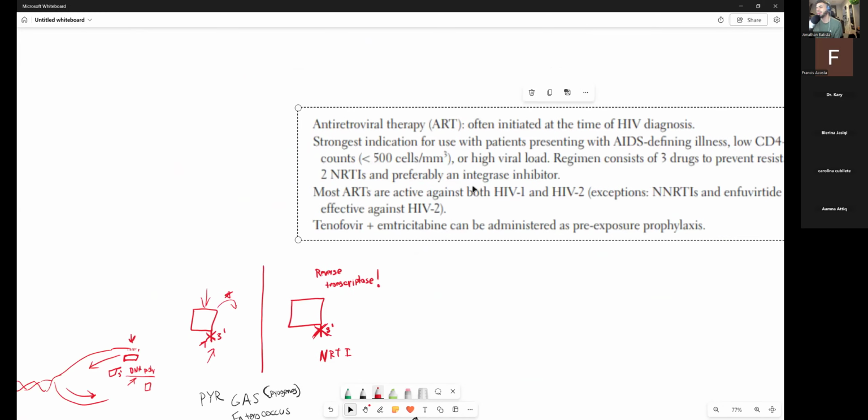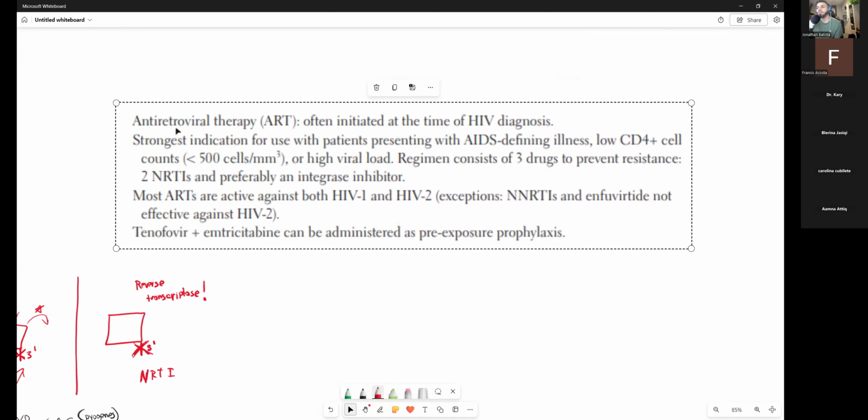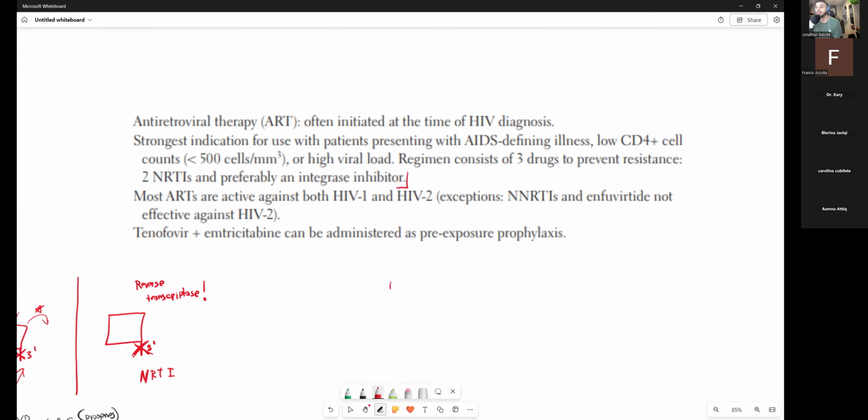Let's take a look at this. Here you're seeing the anti-retroviral therapy. Two NRTIs and an integrase inhibitor. Look at that. The regimen consists of 3 types of drugs to prevent resistance. That's their goal here. But then they like to switch it around. Yes, tenofovir and emtricitabine can be administered as a pre-exposure prophylaxis. That's another thing we have to take into consideration.